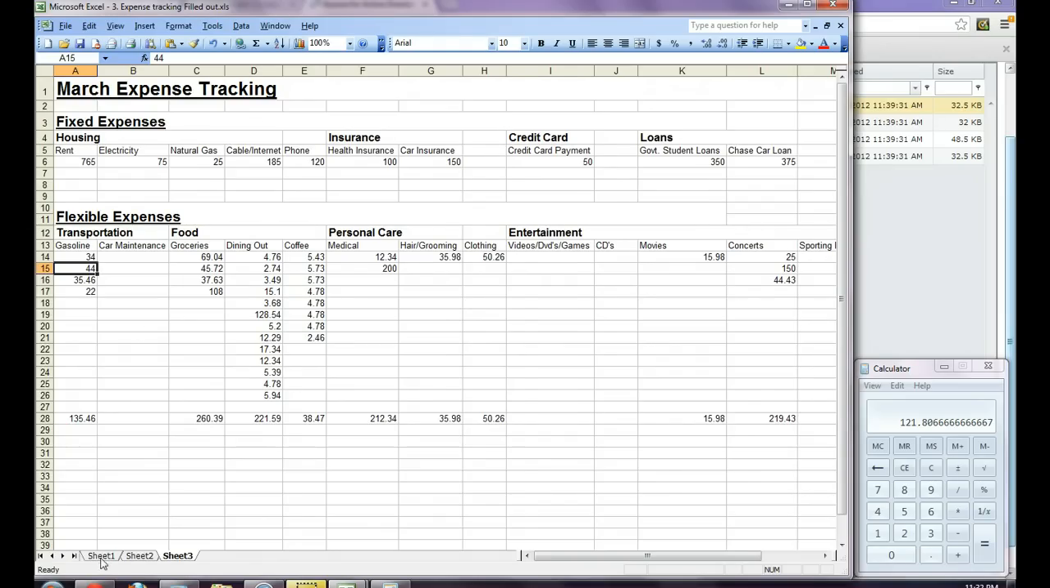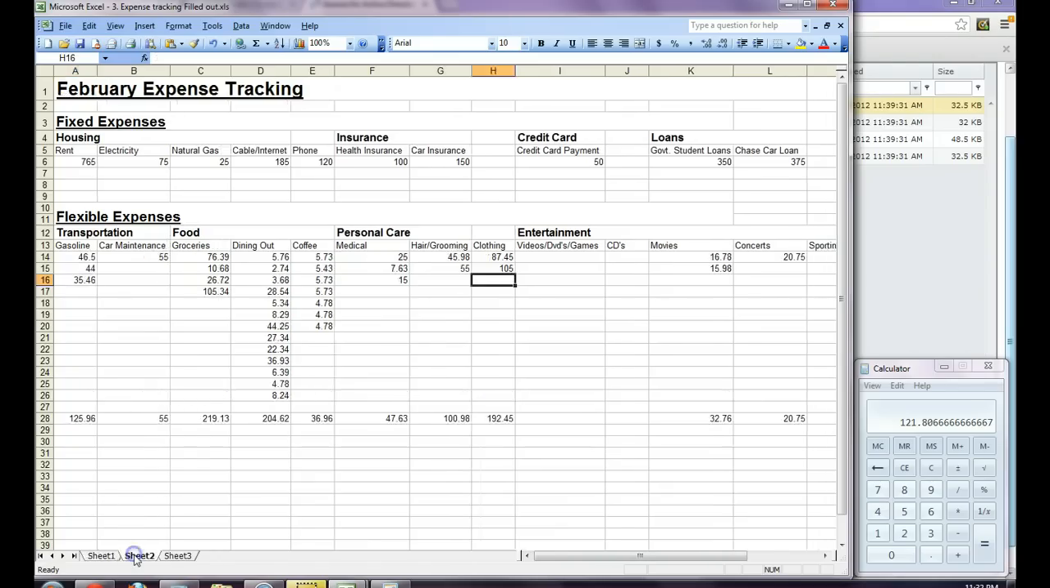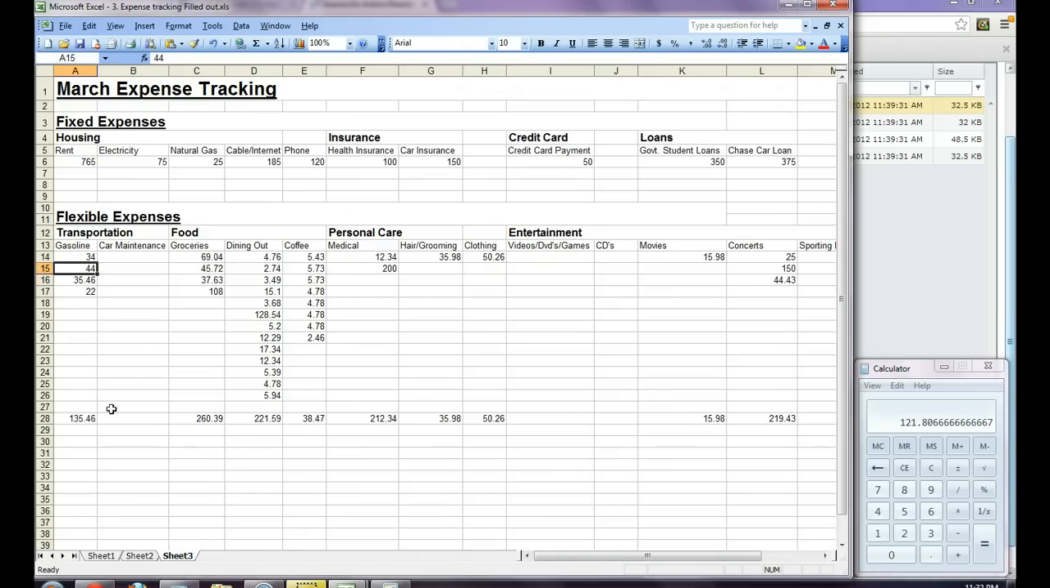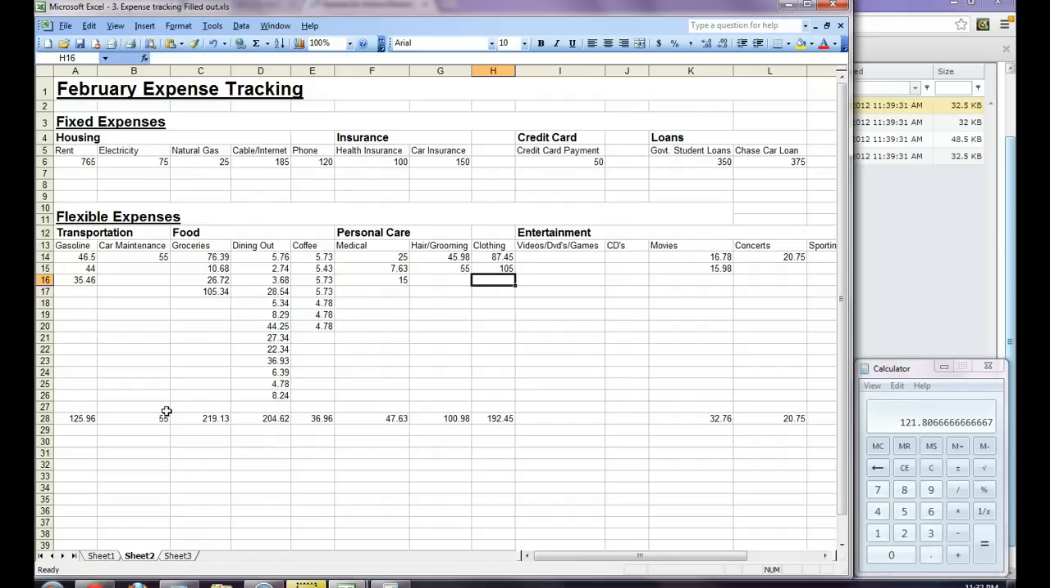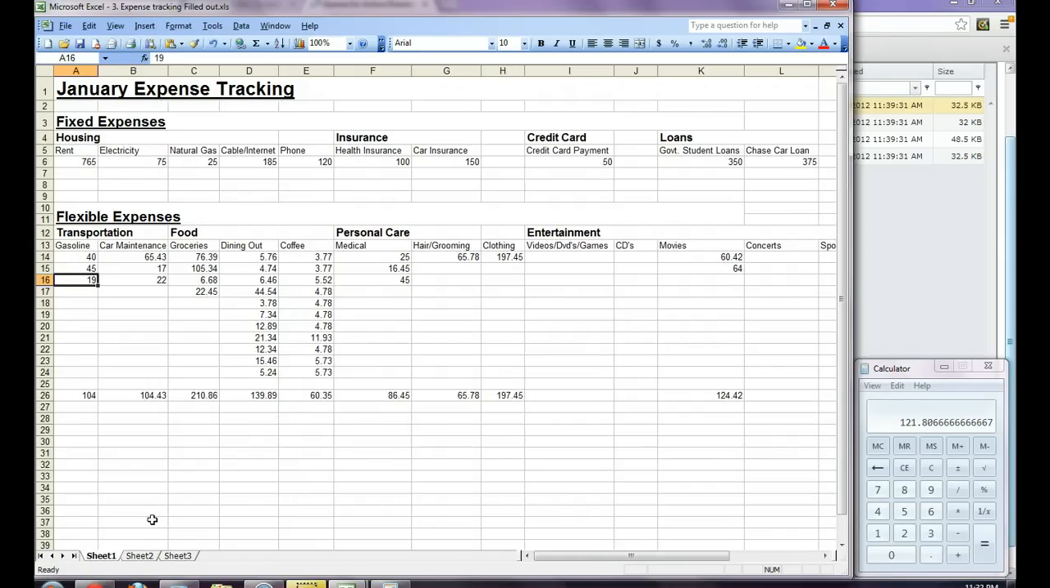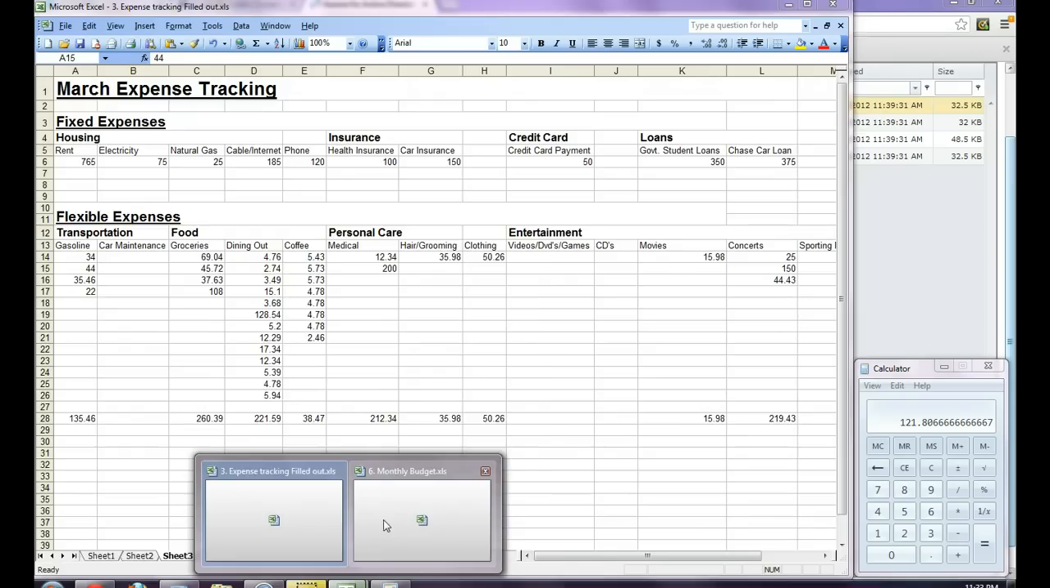So let's take car maintenance, for example. We have 104.43, 55, and then in March they don't spend any. Well, you're still going to take that number, whatever it is, 159.43. You take that number divided by 3 because it's still over 3 months. So just because they didn't spend any money on car maintenance in March doesn't mean we divide by 2. No matter what, divided by 3. Show you one more thing real quick.